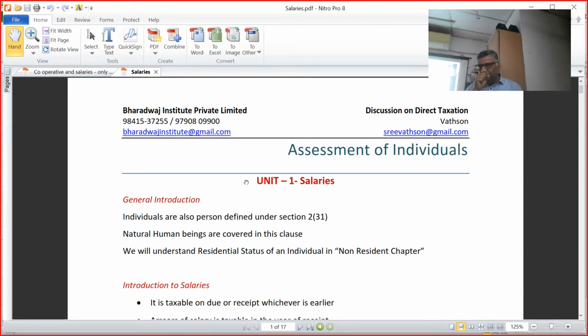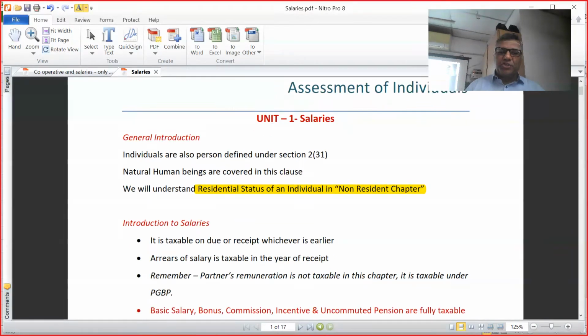I will cover the residential status along with last year's amendment of bringing deemed resident as a concept in the non-residence chapter. There you will understand the residential status, section 6 and section 9, scope of total income.